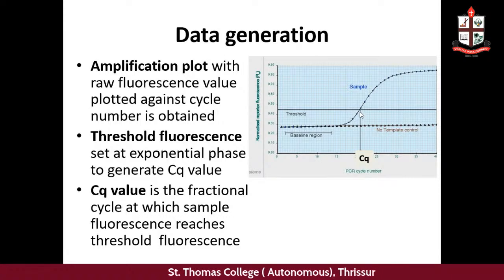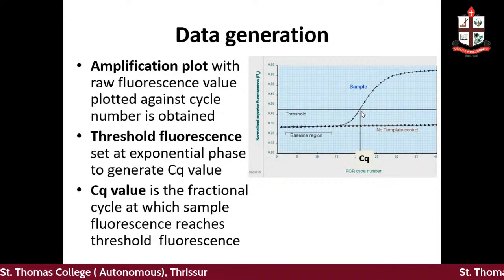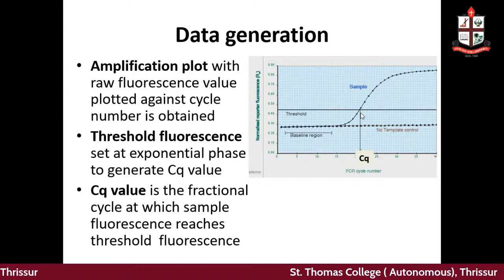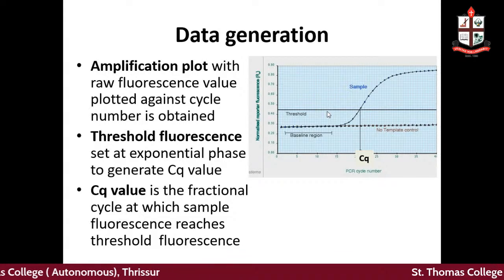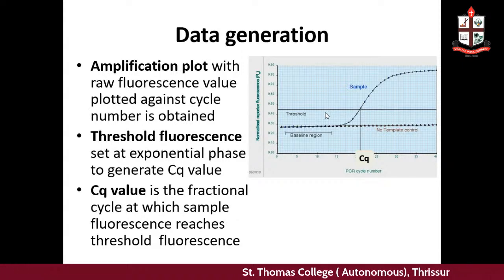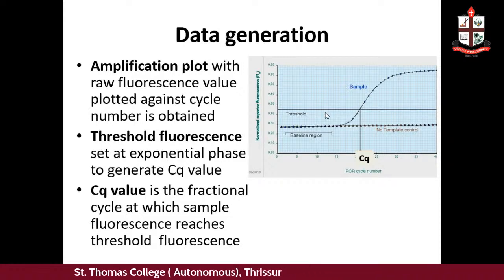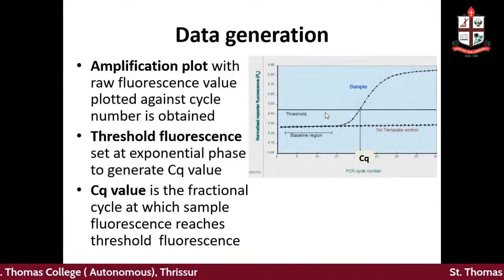So if we get a higher Cq value for a particular sample, that means that sample has a lower copy number of that particular gene. And if we get a lower Cq value for a sample, that means that sample has a higher copy number of the gene. So that's the basis of comparative quantification of gene expression in different samples.